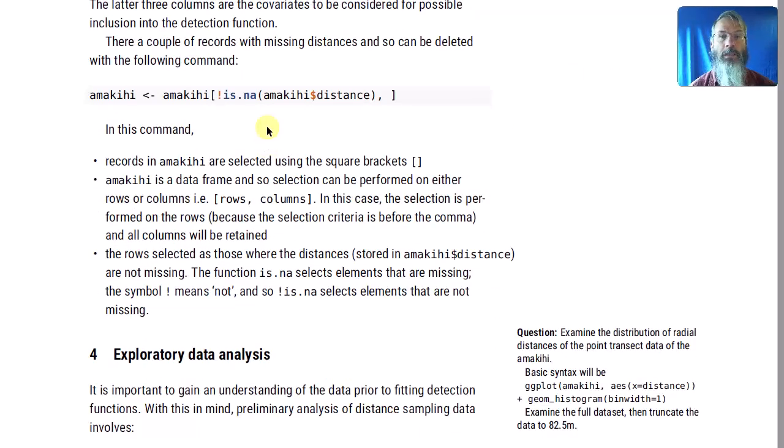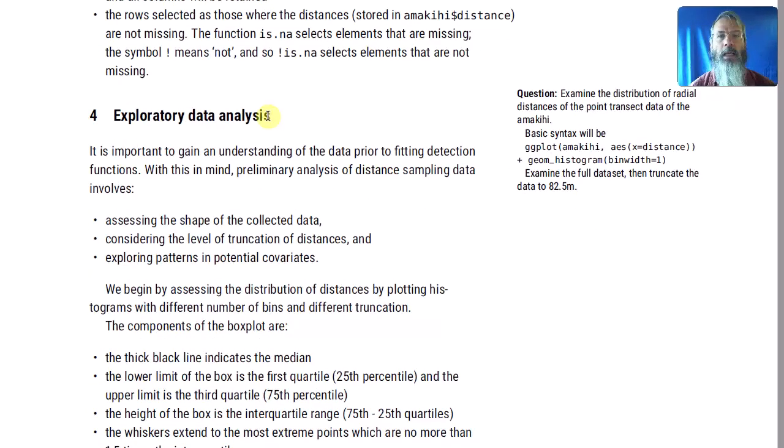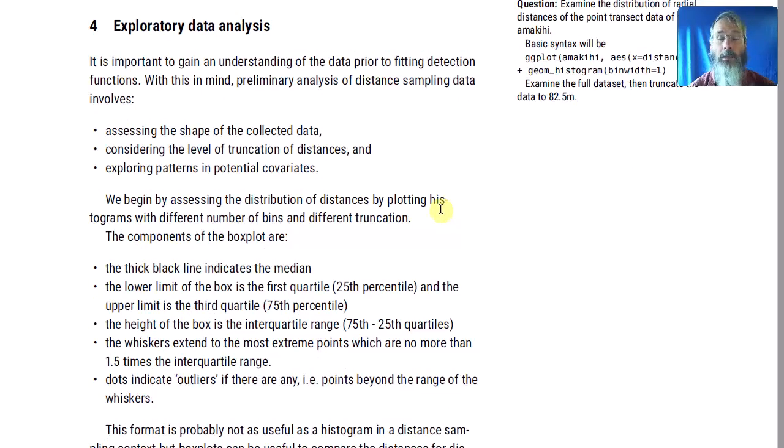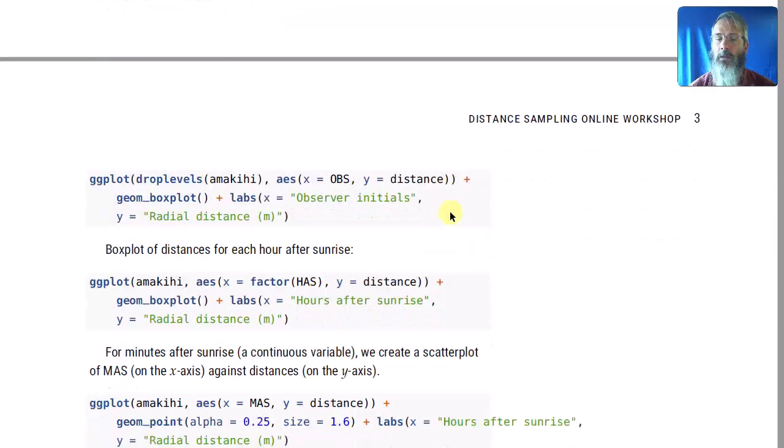There's a couple of missing distances here, and so we're going to toss those out of the dataset using this command. And then we can start having a play with the data themselves. And so I have a question over here in the margin that says, let's build some histograms and such like. And we can make some box plots of our data.